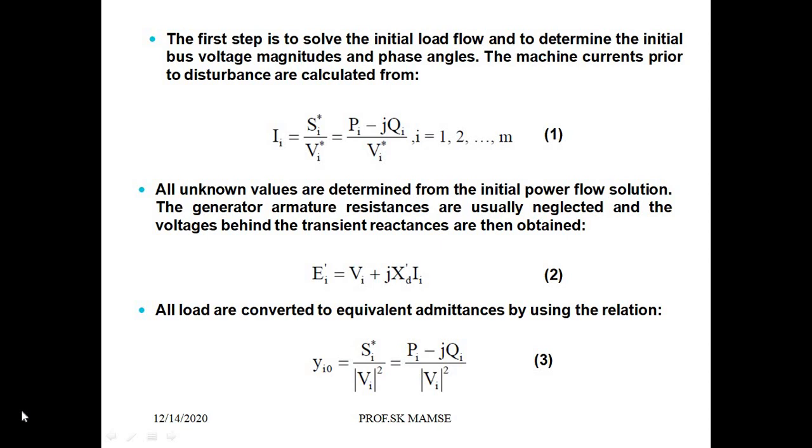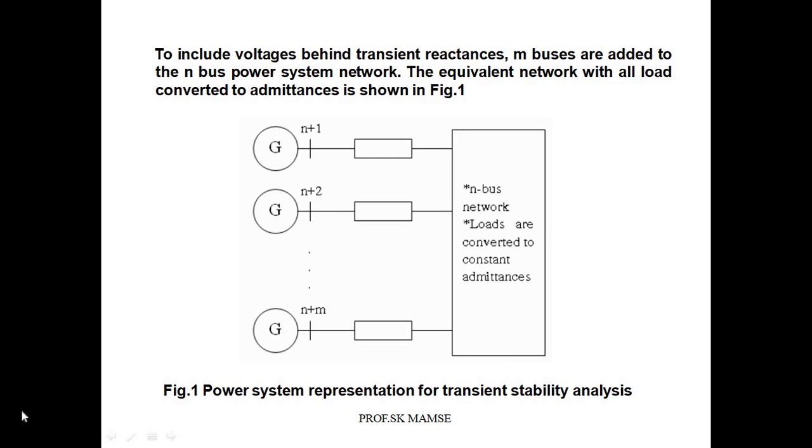All loads are converted to equivalent admittance by using the relation: admittance is equal to Si divided by modulus of Vi squared, that is equal to Pi minus jQi divided by modulus of Vi squared. To include the voltage behind transient reactance, m buses are added to the n bus power system network. The equivalent network with all loads converted to admittances is shown in the figure.